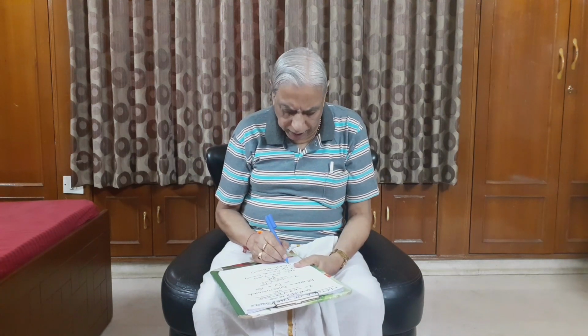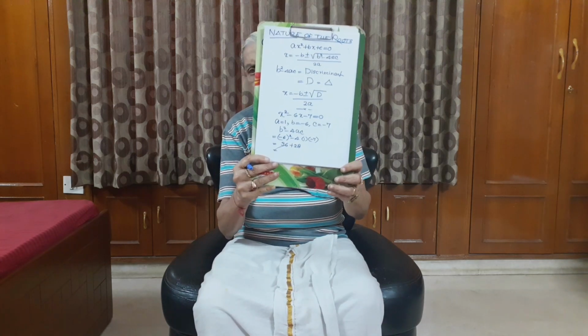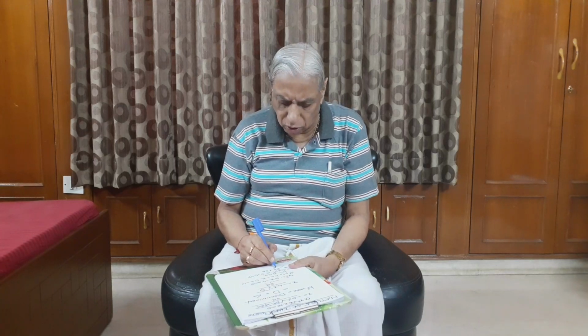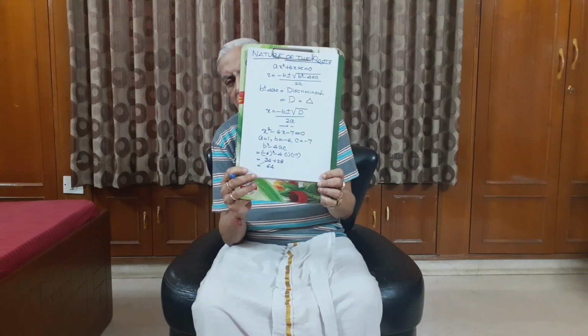Then I simplify. What is minus 6 the whole square? It is plus 36. And then minus 4 into minus 7 is plus 28. So 36 plus 28. What is 36 plus 28? That is equal to 64. See now, 64 has come. I hope you understood this one.